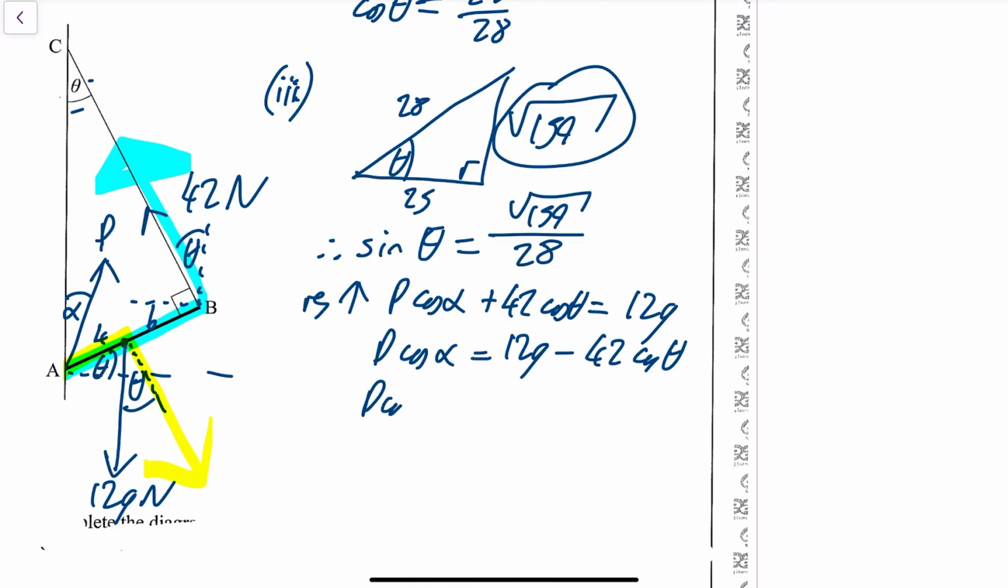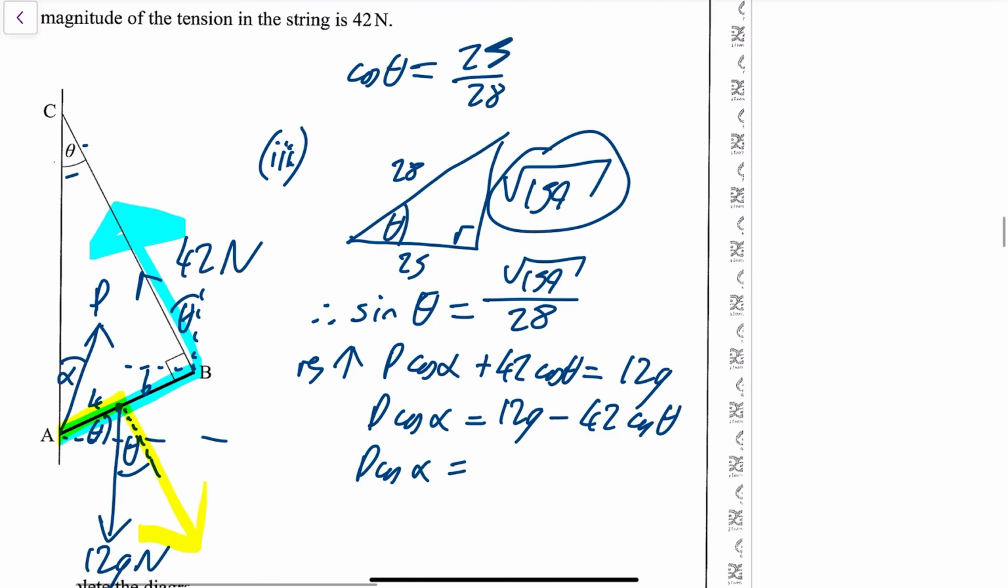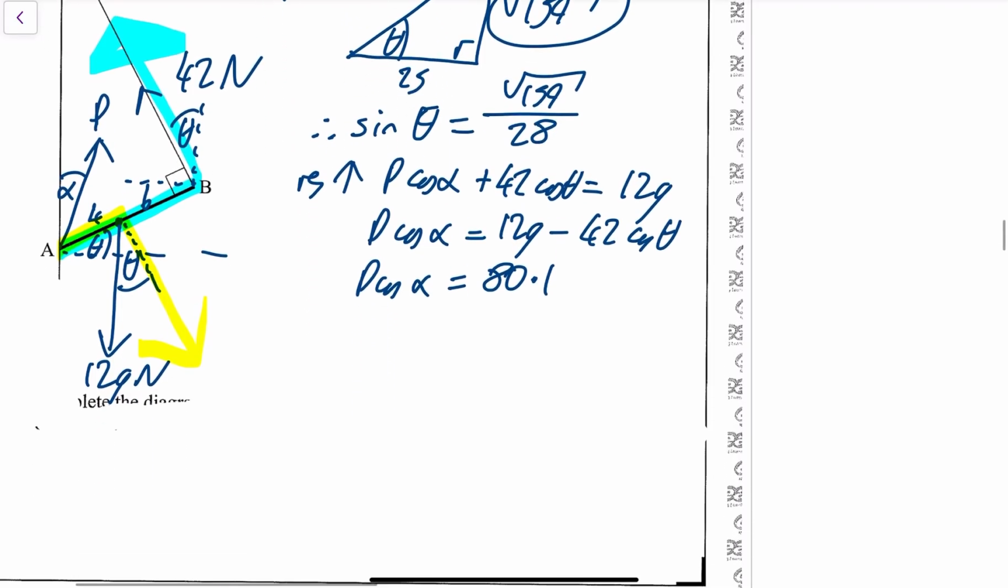And when I did that out, I think I got an exact answer. I'm going to do that out again just to show it to you. That's going to be 12 times 9.8 and then minus 42 times my 25 over 28. And it gives me 80.1. It gives me a nice answer of 80.1. One of them is going to be nice, one of them is not going to be nice, unfortunately.